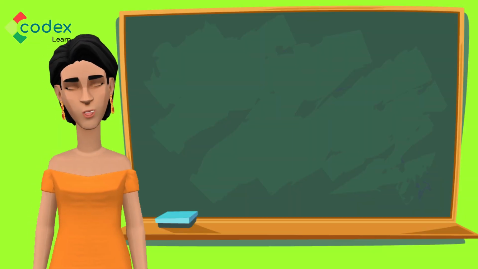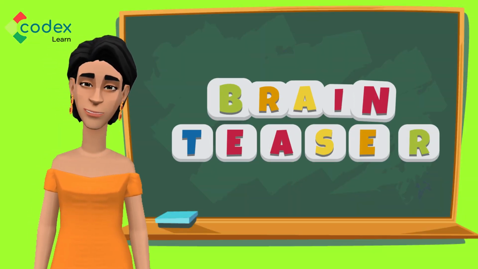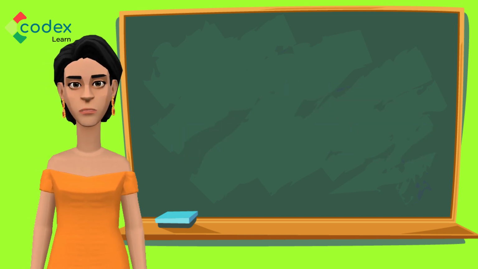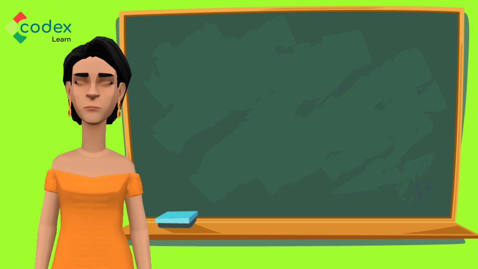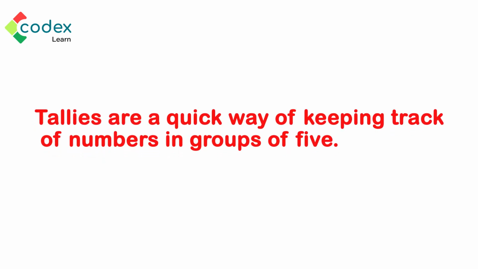Great! Before we finish off here, let me ask you a few questions. This will help me know how well you got on in the lesson. Are you ready? Alright. Number 1. What are tallies? That's great! Tallies are a quick way of keeping track of numbers in groups of 5.